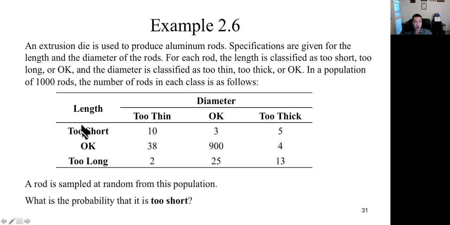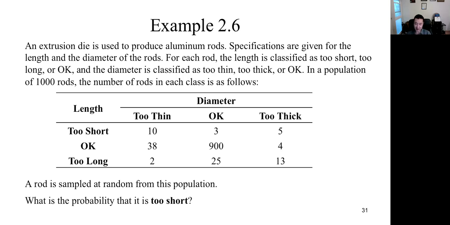okay, so too short is here, including the ones that are too short and too thin, we have 10 of them. Too short, okay, we have 3 of them. And too short, too thick, we have 5 of them. Okay, so what is the probability the rod is too short?